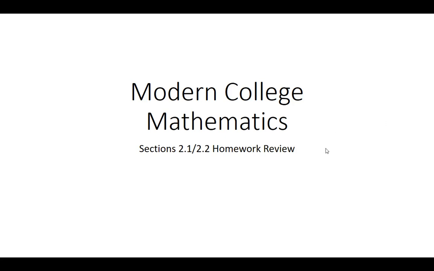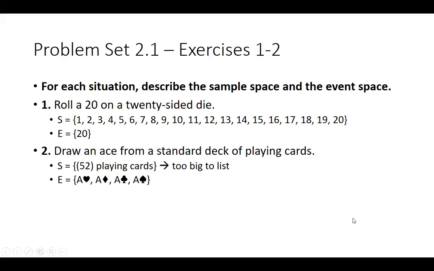Let's start with the section 2.1 homework and take a look at number 1. For each situation, we want to describe the sample space and the event space. In number 1, we want to roll a 20 on a 20-sided die.